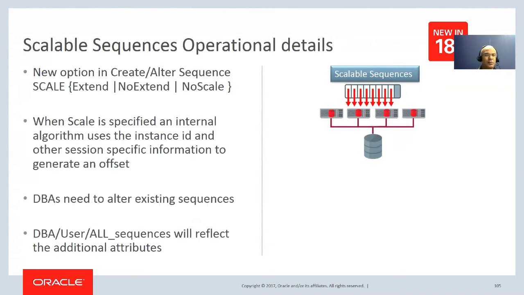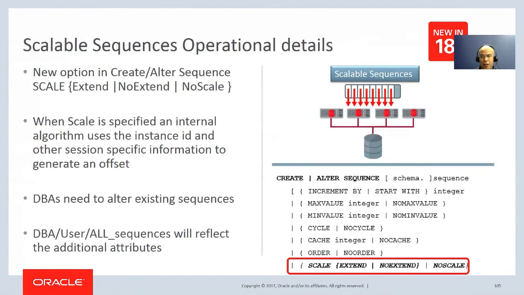And obviously, if you need to see what your extent is or something, then you have to look at USER_SEQUENCES, or whatever, DBA_SEQUENCES, which will show you those numbers. And again, that's the help for the create sequence, and you can see that I've highlighted the scale, extend, no scale options there.